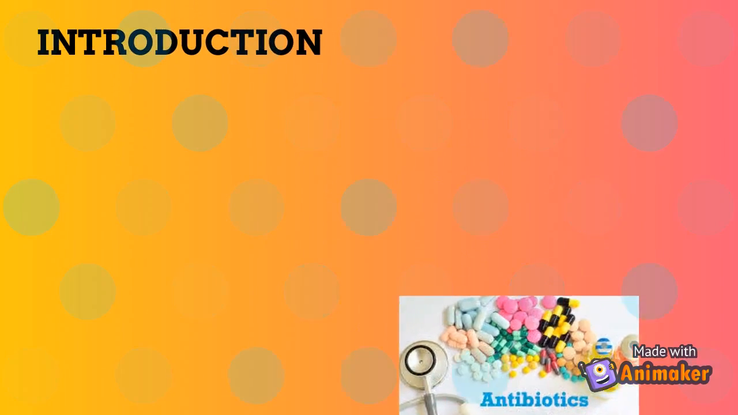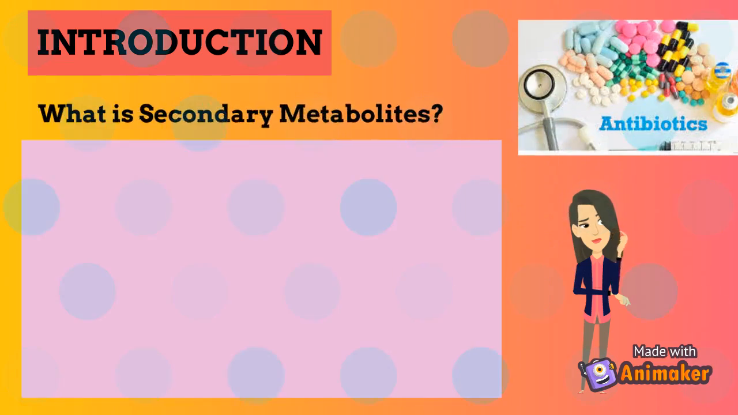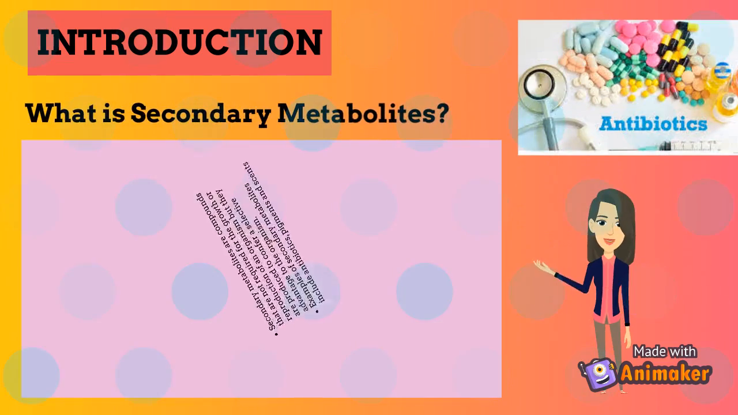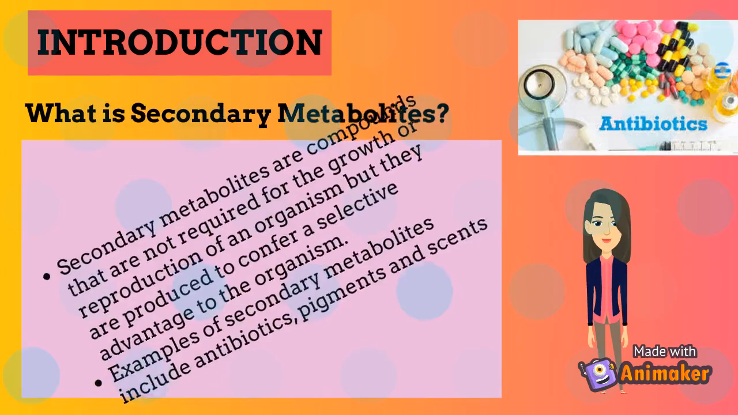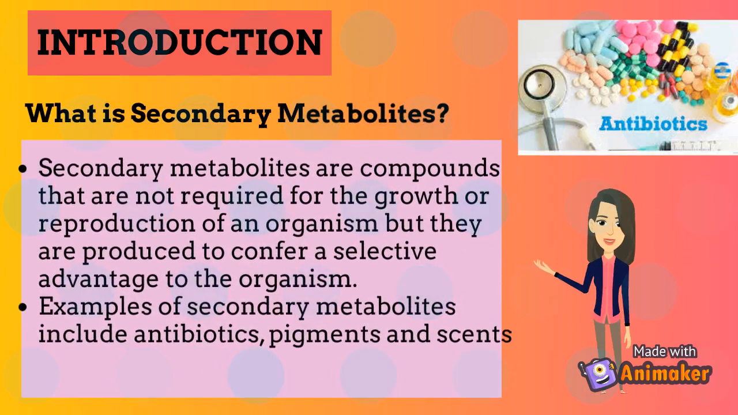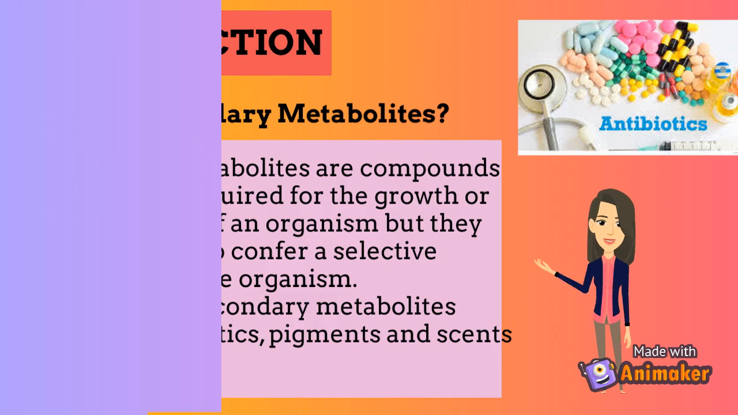Let's go to the second part of the introduction. What are secondary metabolites? Secondary metabolites are compounds that are not required for growth and reproduction of the organism, but they are produced to confer selective advantages over other organisms. Examples of secondary metabolites include antibiotics, pigments, toxins, and others. How the auxotrophic mutants react in producing secondary metabolites will be discussed further.